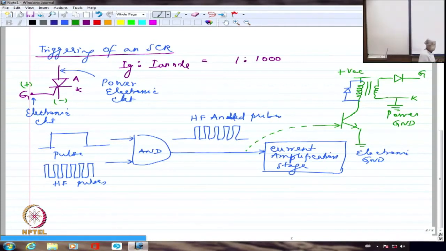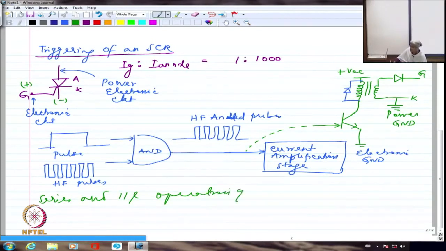It's not too involved, because all you need is a high frequency ANDing and another amplifier and a pulse transformer, nothing more than that. But commutation is going to be a little more difficult, but before that we'll also look at series and parallel operation. I don't think I need to expand upon that much, because we had already seen for diodes a similar situation happens for SCRs also. So series and parallel operation of SCRs is very, very common. Very, very commonly we do the series and parallel operation.